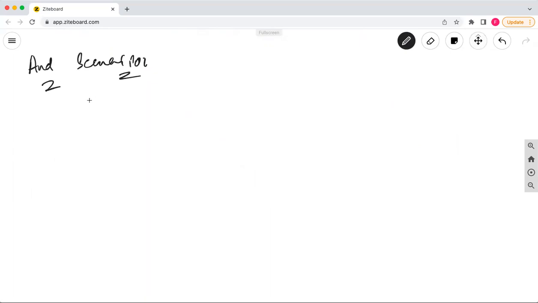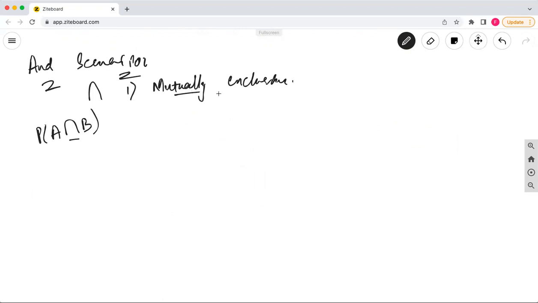Which is usually represented by this sign. If I say the probability of A and B, again considering two scenarios. The first scenario is mutually exclusive. In mutually exclusive events there is no overlap, so this will be 0.